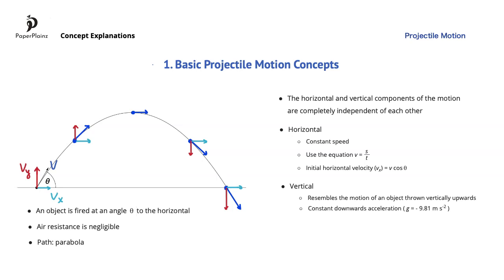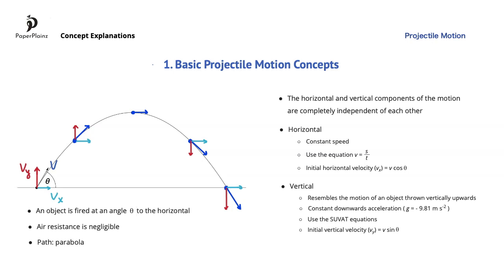this acceleration is downwards. Because of this constant acceleration, when you are working with the vertical component of projectile motion, you should use the Suvat equations. We have covered how to use these equations in a previous video. Using vector resolution, the initial vertical velocity, or Vy, is equal to v sin θ.